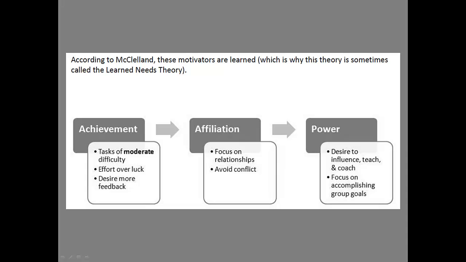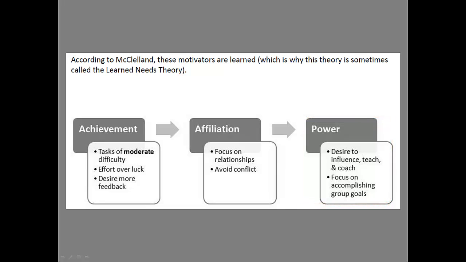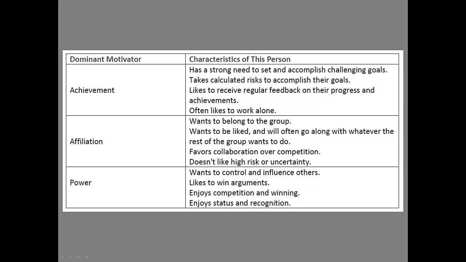Notice that achievement focuses on effort, desires more feedback to make sure I'm doing the task correctly. Affiliation focuses more on relationships and the avoidance of conflict. And power focuses more on helping other people or coaching, influencing, teaching, accomplishing group goals, those kinds of things. It's interesting when you have a person whose dominant motivating factor is affiliation, who is interacting with a person whose dominant motivating factor is power, there's going to be some conflict, and the affiliation-driven person wants to avoid conflict. That's an interesting part that you need to keep in mind when you're understanding motivation.